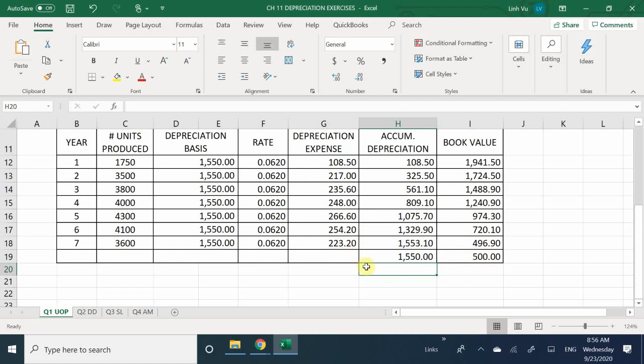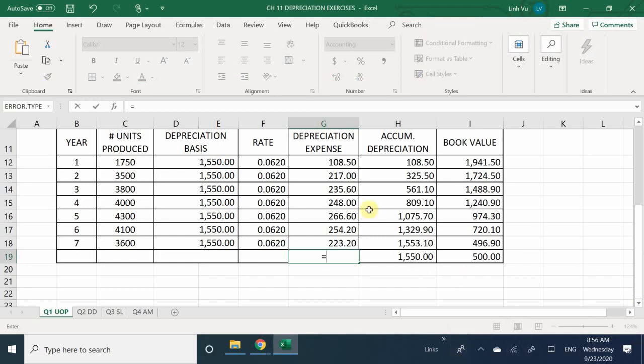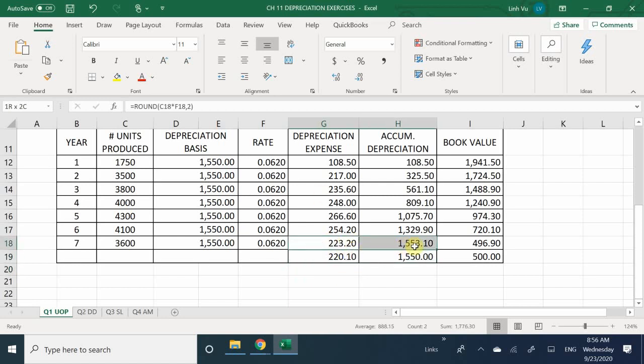Good. And then how do I solve for my depreciation expense? 1550 minus 1329.90. Good. And that means my depreciation expense needs to be 220 instead of 223. Okay? And all of these are going to be crossed out because they're going to be replaced by these numbers right here.